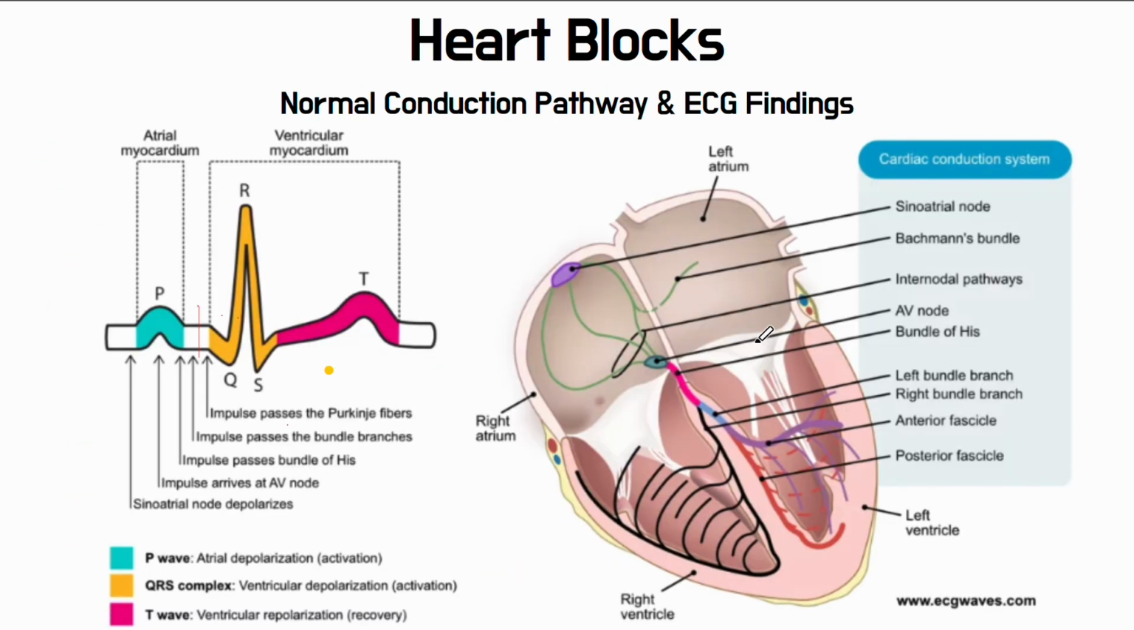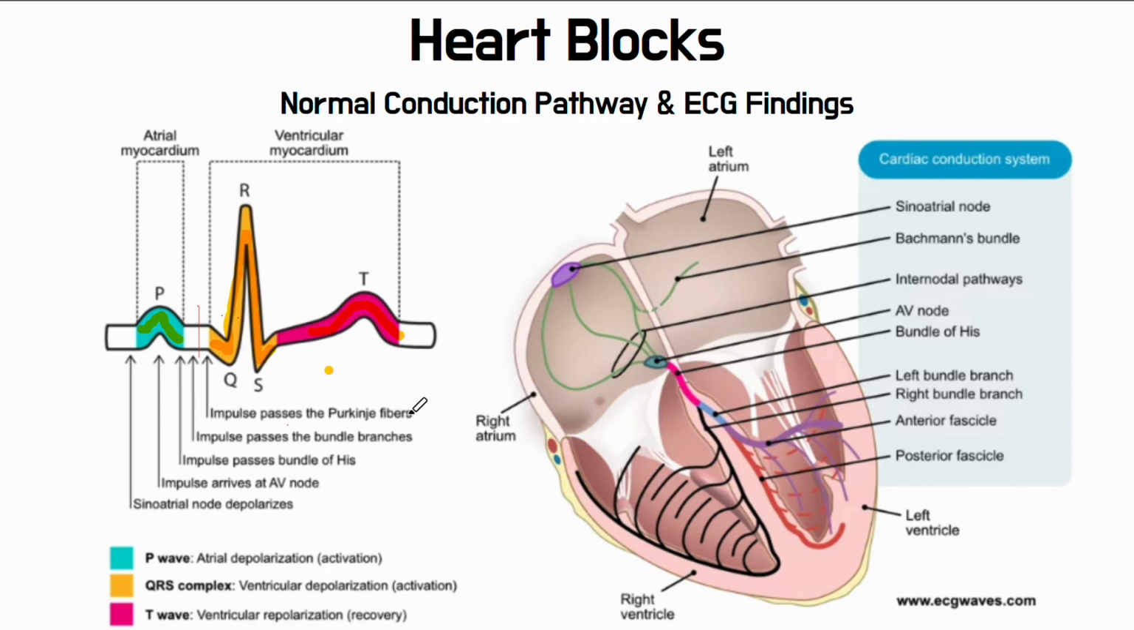So this is the normal pathway here. This is the segment of ECG finding here. So we all know there is the P wave reflecting atrial depolarization, that is the activation phase, and the QRS complex reflecting ventricular depolarization, which is also activation. But in this case there is atrial repolarization also happening, but that is masked by the voltage of the QRS complex, right? So the T wave here represents the ventricular repolarization or recovery phase.